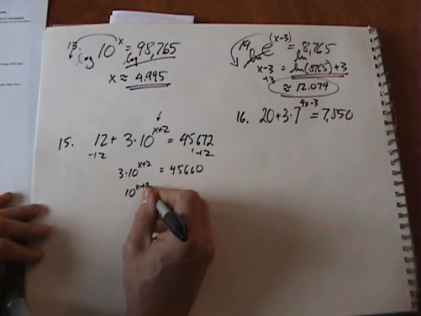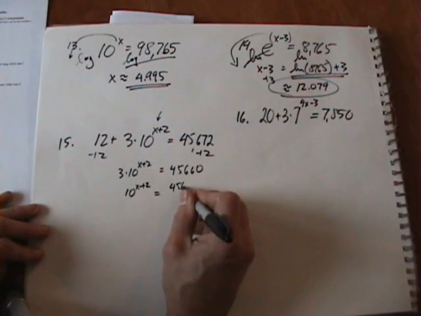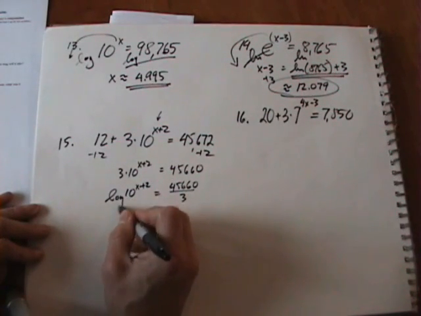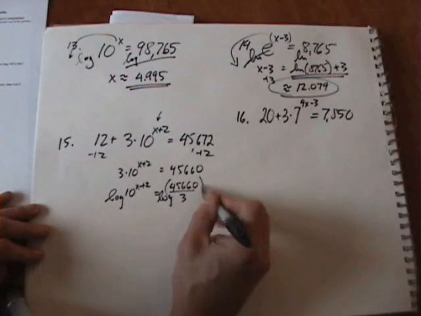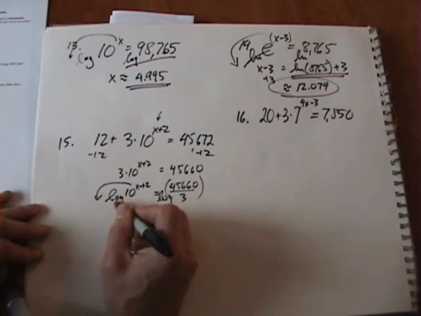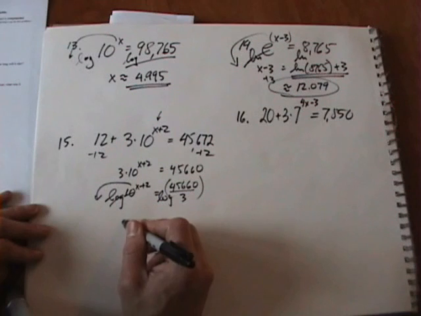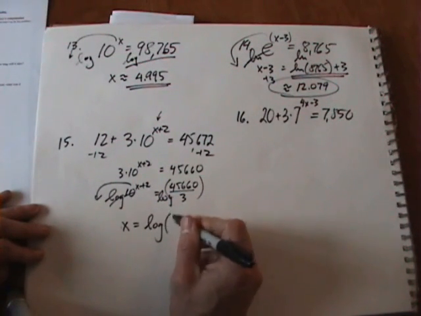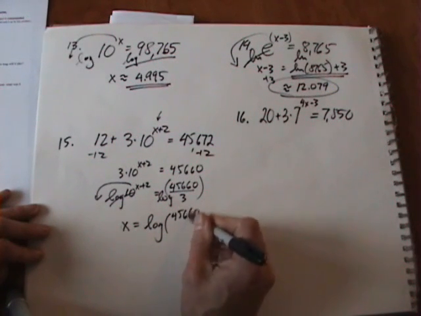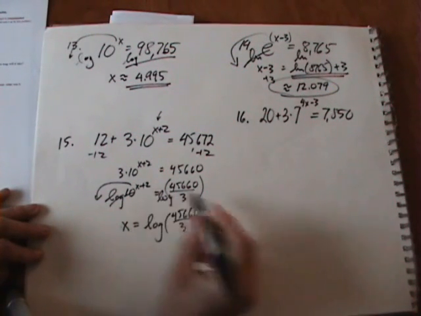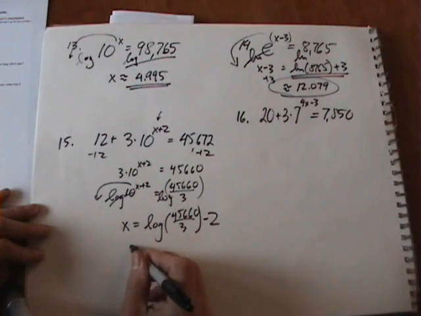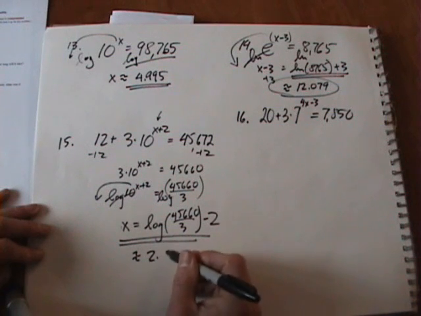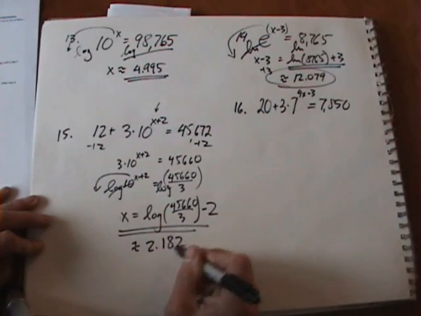10 to the x plus 2 equals 45,660 over 3. And then I take the log of both sides of that, and that of course comes out front, and that disappears. And then I get x is equal to this whole mess, log of 45,660 over 3, and then that's minus 2. And that is the exact answer, and the approximate answer is 2.182. All right.